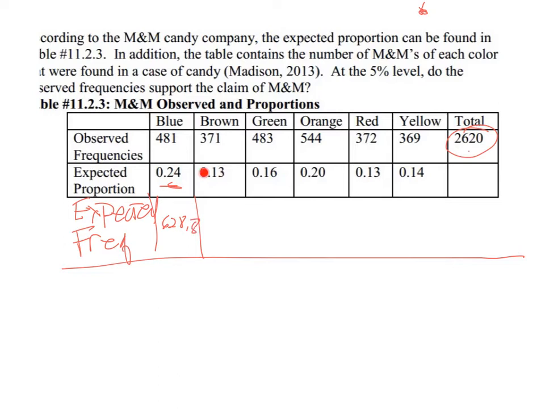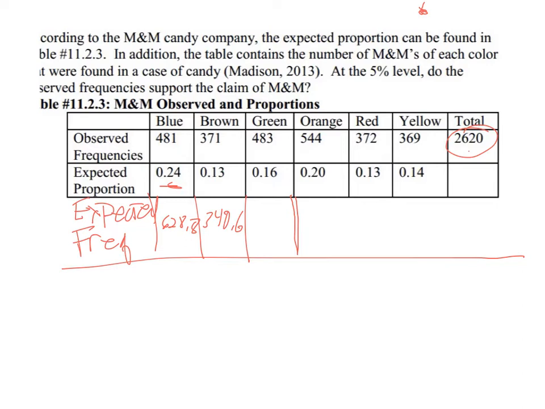Then I'm going to multiply 0.13 times 2620. And again, when I did that earlier, I got 340.6. Notice that I'm not writing these as whole numbers. It's perfectly alright to leave these with the decimal values, even though I can't have 340.6 brown M&Ms. And this is just a theoretical value.